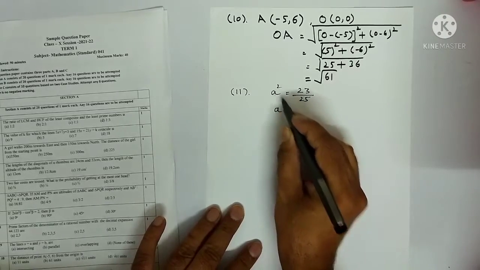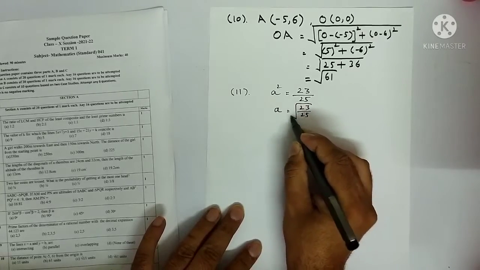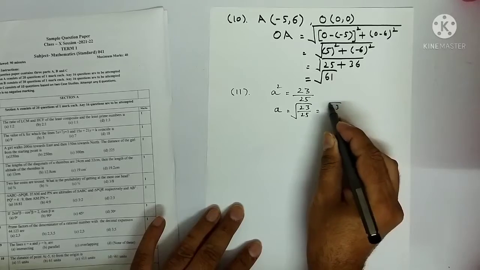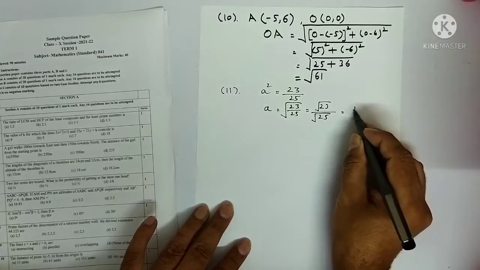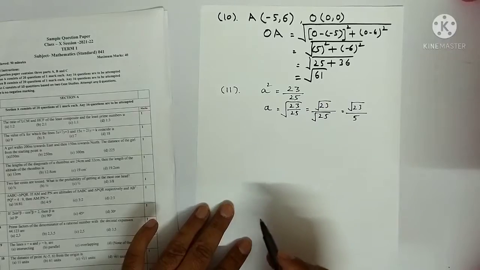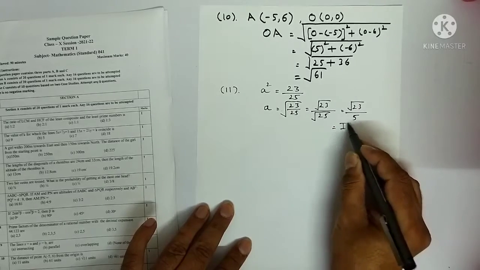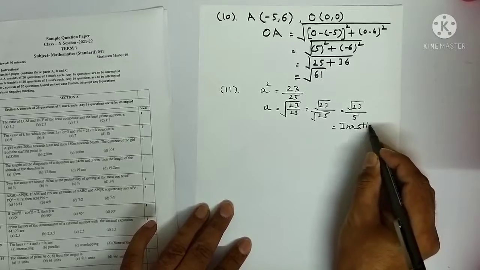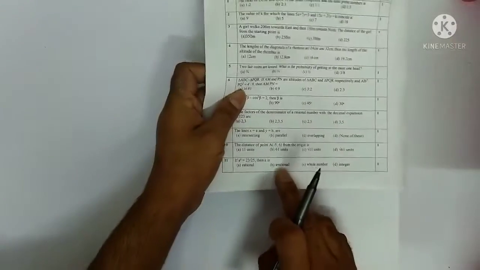When the square is removed, on the other side we take the square root, numerator square root separate and denominator square root separate. So 23 under root will remain 23 under root only, and under root of 25 is 5. So this is irrational, this is rational. Irrational over rational is always an irrational number. So it is an irrational number. Now this is option number B, irrational number. Next question.